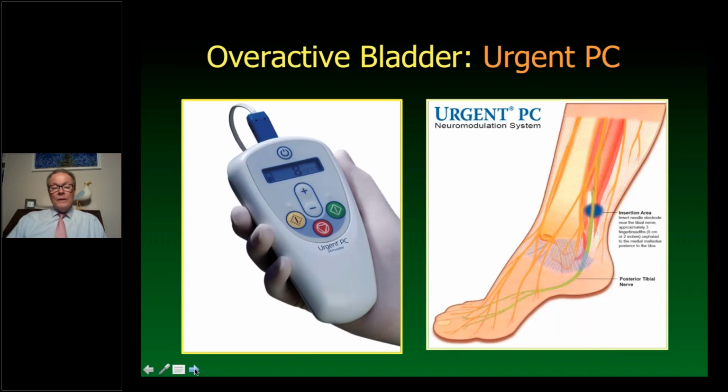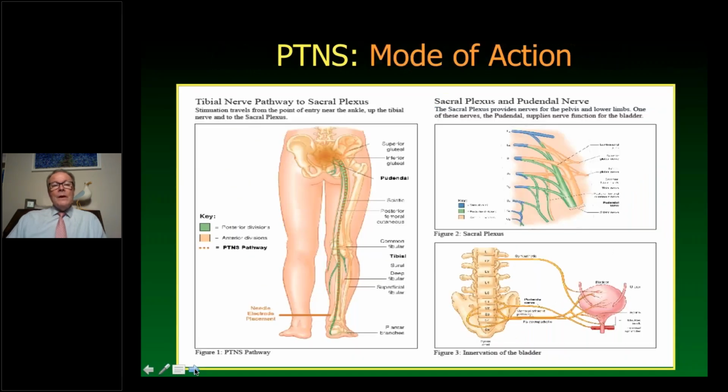So I think looking at the poll, many of us are familiar with using Urgent PC, some of us are perhaps less familiar. So let's look at now how Urgent PC works before looking at the efficacy data associated with it. So percutaneous tibial nerve stimulation works by stimulating the posterior tibial nerve. This gives feedback into the sacral plexus, and by doing so, neuromodulates the pudendal nerve, and that therefore affects bladder function.